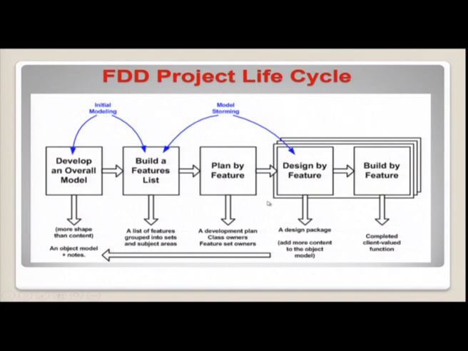It is broadly divided into 5 different phases. The first phase is to develop an overall model. The second one is to build a feature list. The third is plan by feature. The fourth and fifth are combined together, which is design by feature and build by feature.